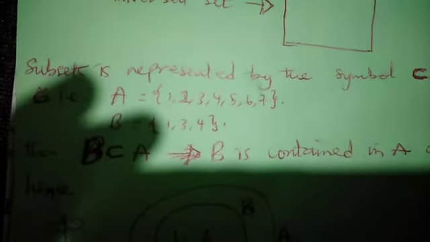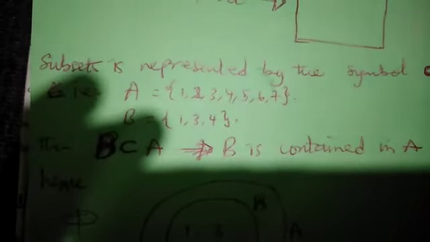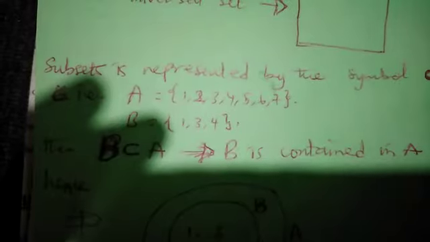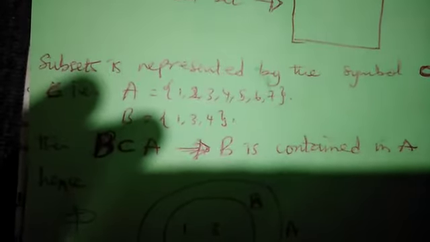Subsets. When we say the subset of a given set, we mean a set that is contained in the set under consideration. Example, look at set A. It's made up of 1, 2, 3, 4, 5, 6, 7. Set B is made up of 1, 3, 4. You can see that all the elements of set B are contained in set A.